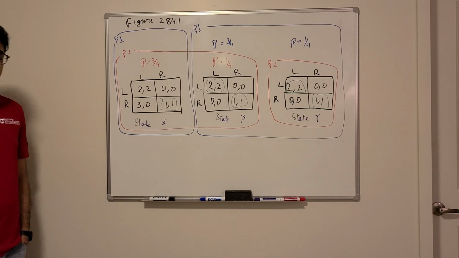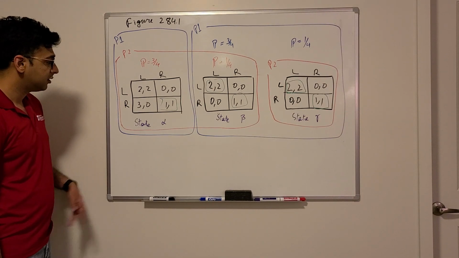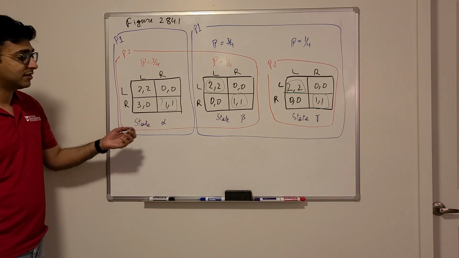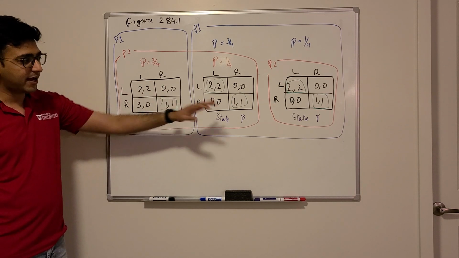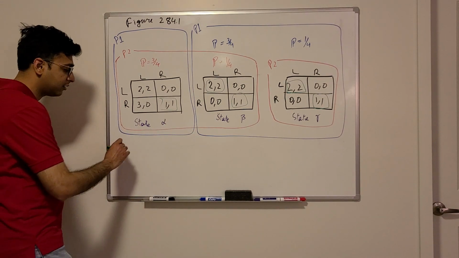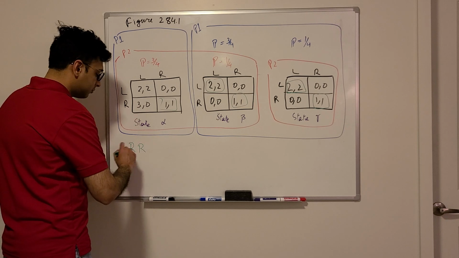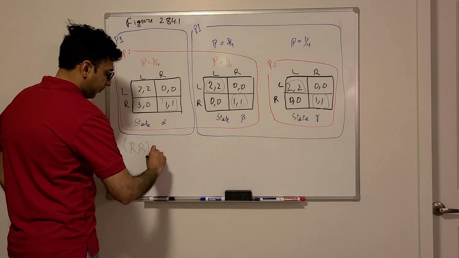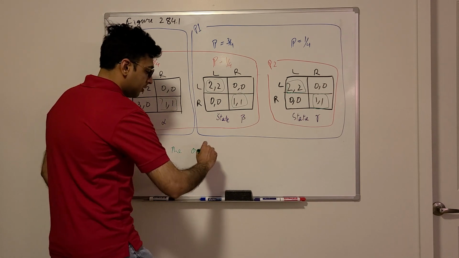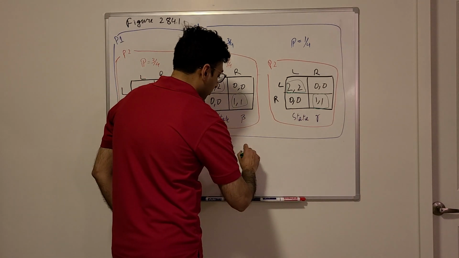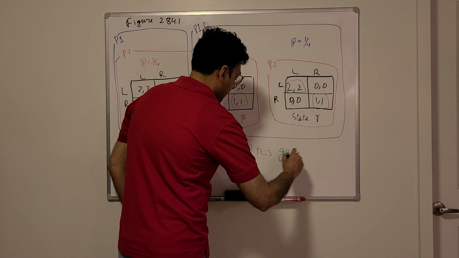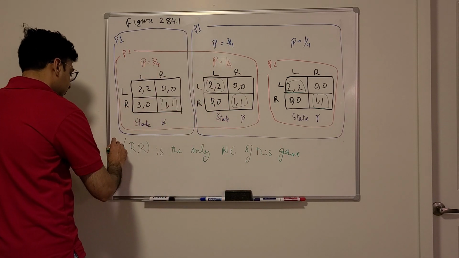And what happens in this game is that the chance that this state exists will infect the whole game. And so what we want to do is to show that RR is the only Nash equilibrium of this game. Okay, we want to show this.